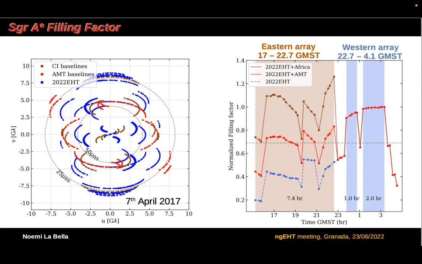So in order to produce our images, I split the array into parts, the eastern array and western array. The eastern array means when we have the Africa station that observes Sagittarius A*.